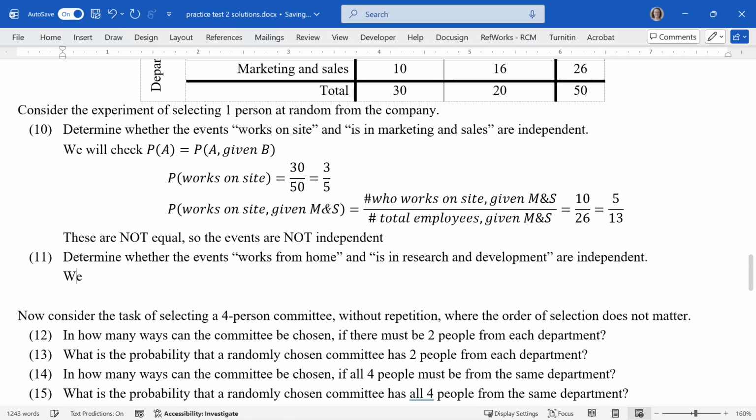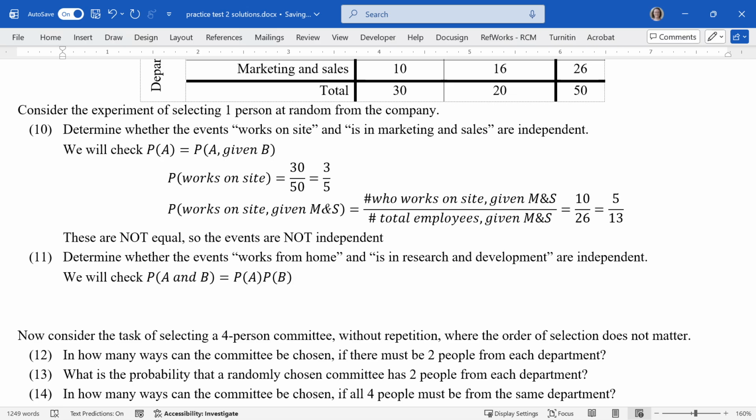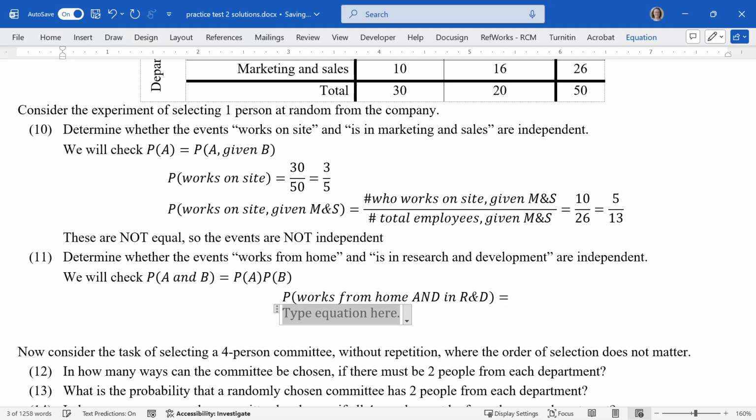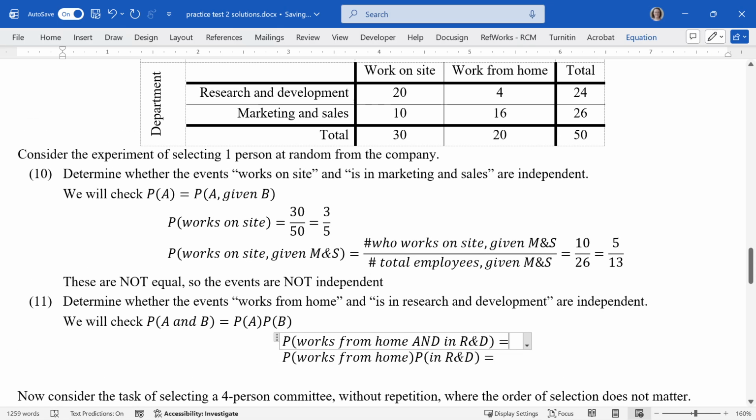Okay, so we will check. I'm just going to calculate both sides. The probability of both events, so works from home and in R&D. We'll compare that to probability of works from home times probability of in R&D. So no givens on this way of checking. We just multiply those two probabilities together. And if those events were independent, then that would actually give us the probability of both of them happening.